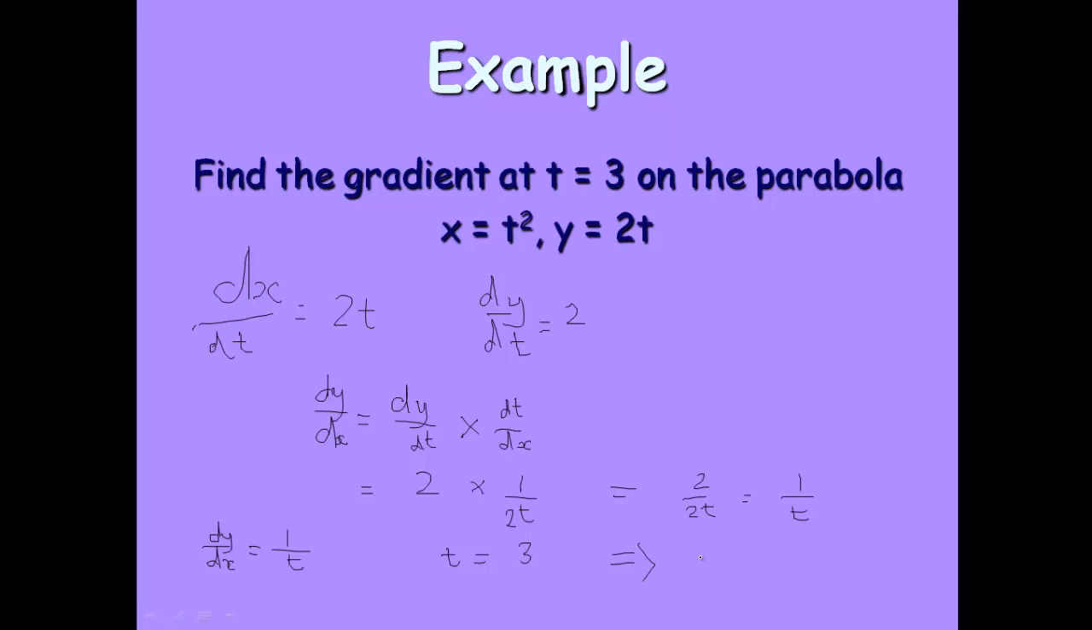In the last part of the question, we are told that t equals 3, so that then implies that the gradient, we'll call that m, equals 1 over t, which is just 1 over 3.